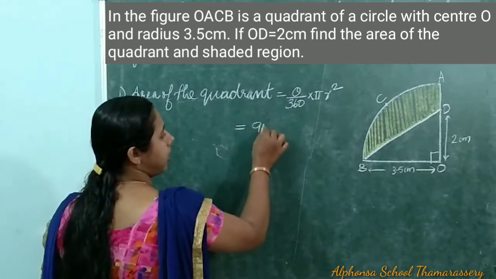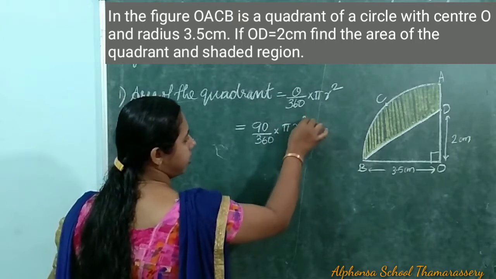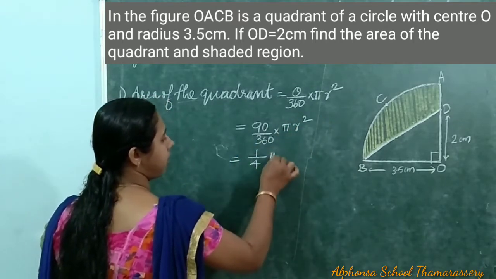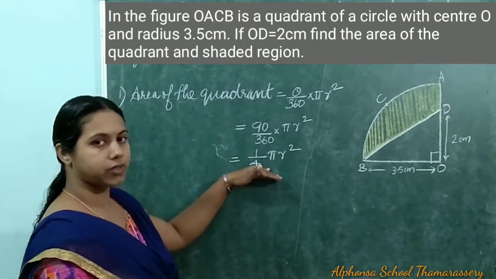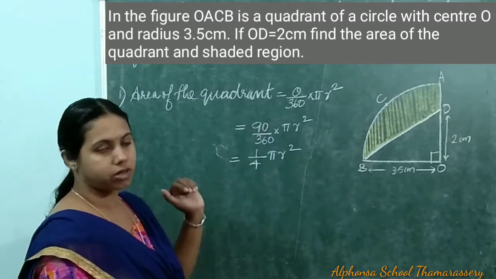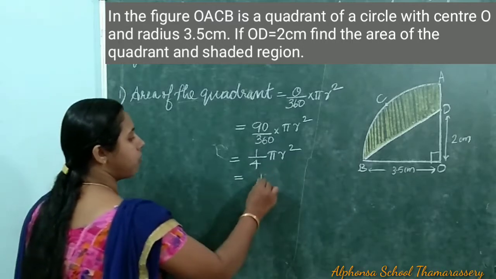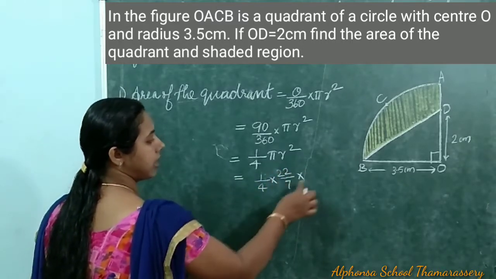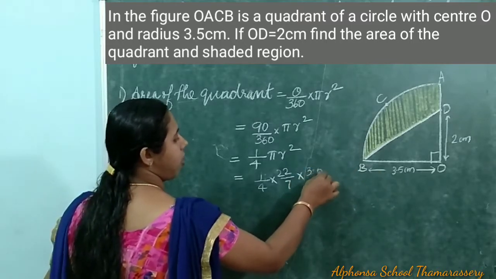So 90 by 360 into pi r square, that is 1 by 4 pi r square. Directly we can use this 1 by 4 pi r square, that is 1/4 of the area of the whole circle, that is the area of the quadrant. Now we can substitute the values: 1 by 4 into 22 by 7 into 3.5 whole square.